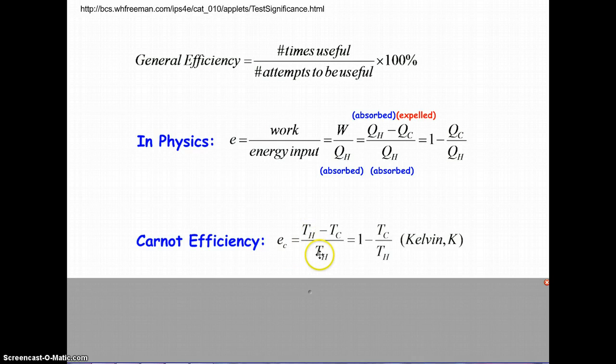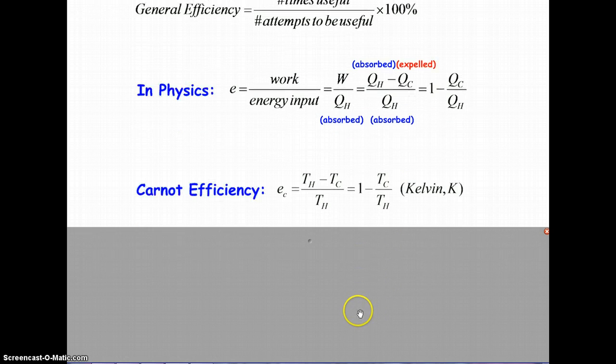Again, if we distribute, TH divided by TH is 1, and TC divided by TH would be your other side of your equation there. One thing to keep in mind when calculating Carnot efficiency is that your temperatures have to be in Kelvin, the absolute temperature scale. Okay, moving on.